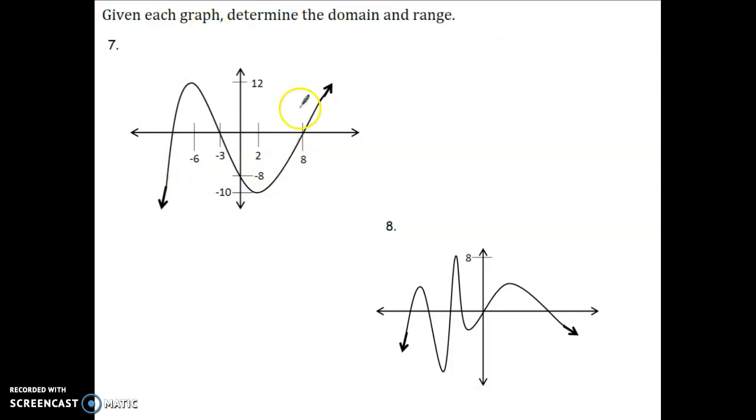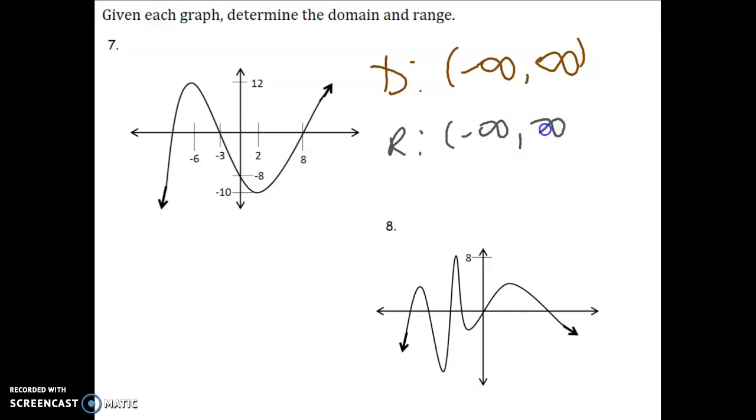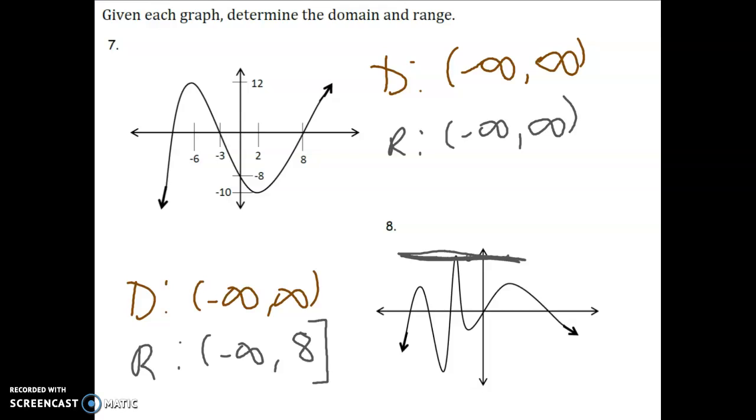All right, how about this one? So domain. Well, once again, I can see that it is forever left and right. So the domain is negative infinity to positive infinity. And this one looks a lot like that last one. It's just a little bit more spread out. So the range is also going to be all real numbers, or negative infinity to positive infinity. On this last one, I'm going forever left and right. So the domain is all real numbers.